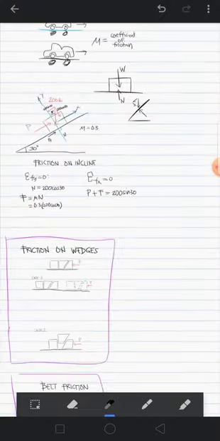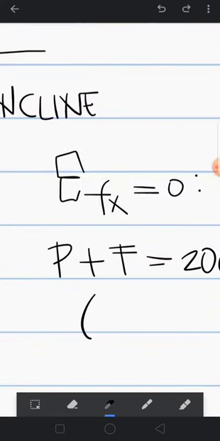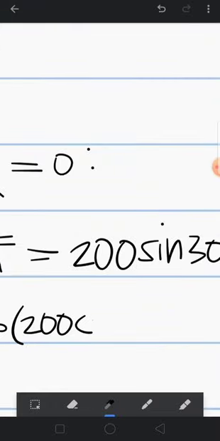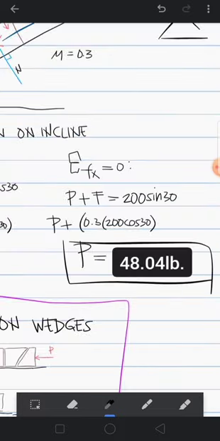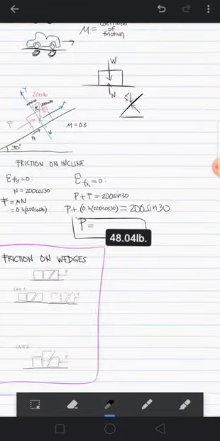So with that, substituting this value, 0.3 times 200 cos 30 here, we can now get the value of P the problem asked us. O, diba? Inani lang ang friction. Nani ang common problem nga inyong mahibalag sa friction problem.